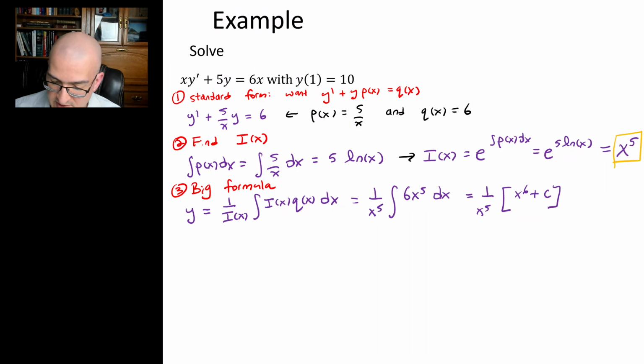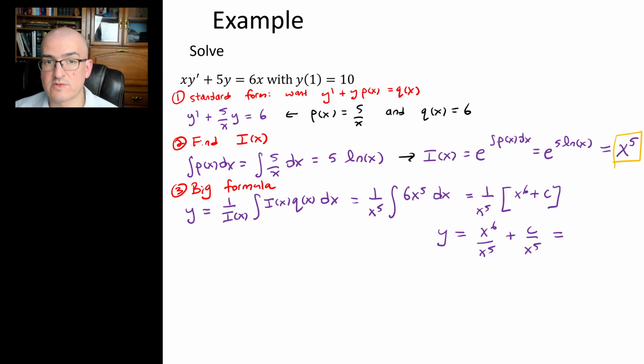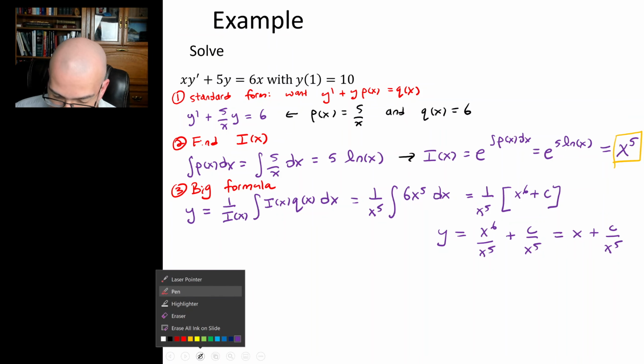And then we can simplify that. x to the 6 over x to the 5 plus c over x to the 5. And then x to the 6 over x to the 5 is just x. So x plus c over x to the power 5. Now we need to find c. If y of 1 is equal to 10.